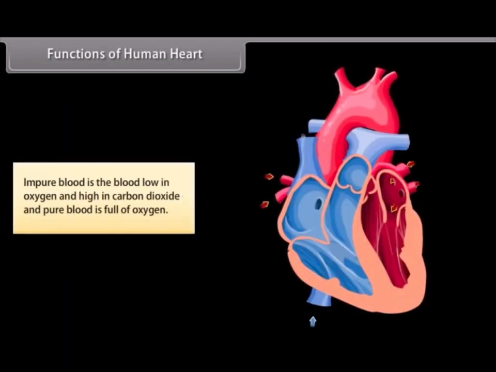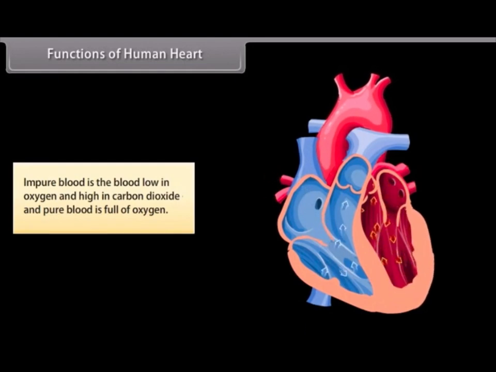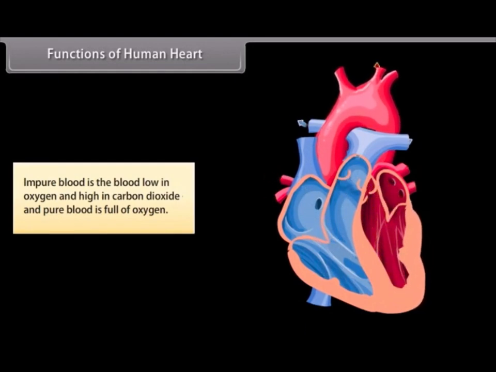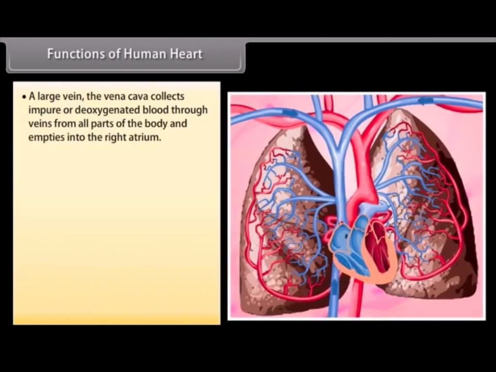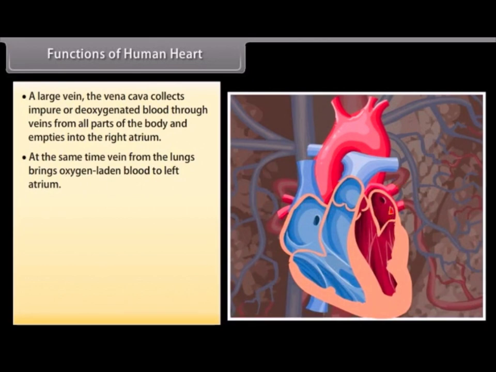Functions of the human heart. Impure blood is the blood low in oxygen and high in carbon dioxide, and pure blood is full of oxygen. A large vein, the vena cava, collects impure and deoxygenated blood through veins from all parts of the body and empties into the right atrium. At the same time, a vein from the lungs brings oxygen-laden blood to the left atrium. At this time, all the four chambers of the heart are relaxed.